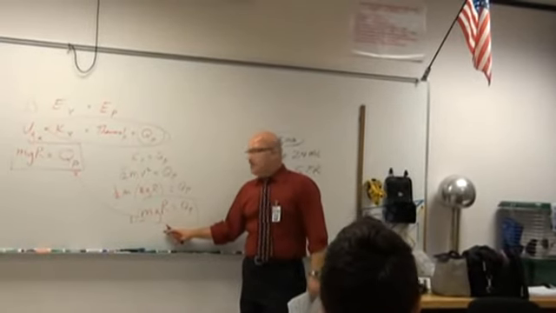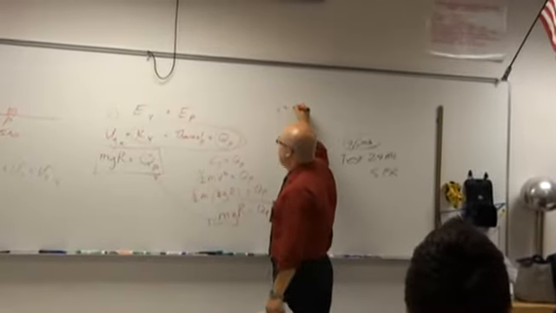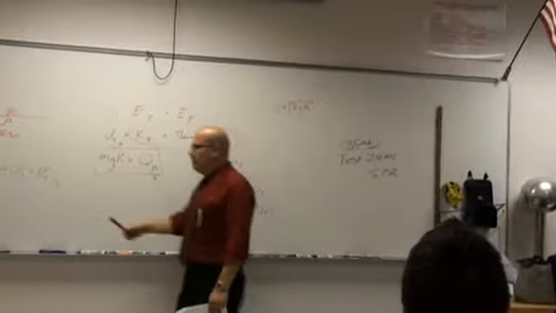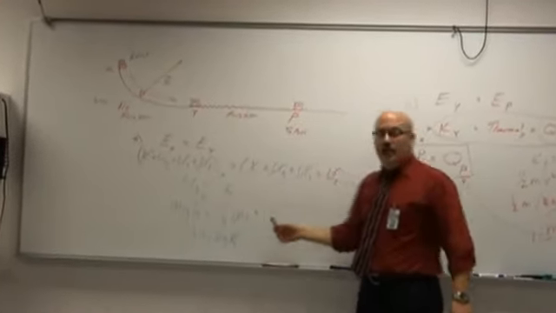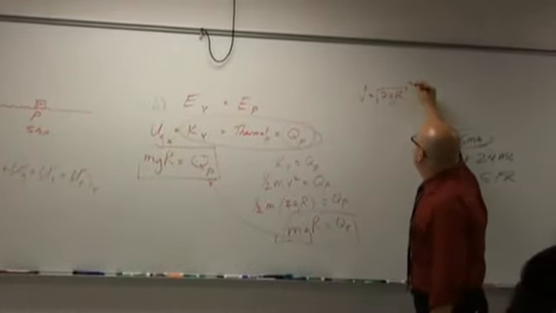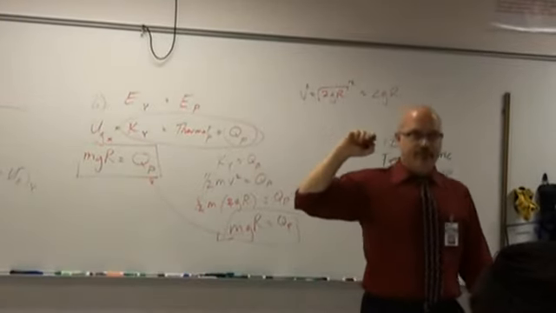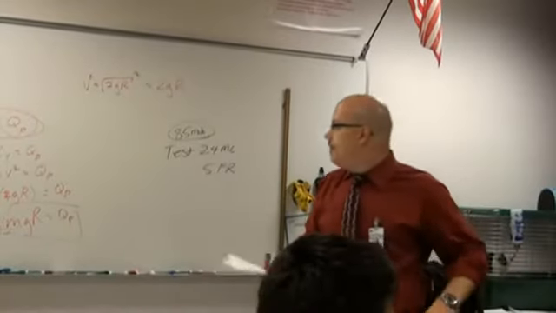Did you plug in 2GR for V squared? Excellent. All right. V equals the square root of 2GR, because that's what we got from part A. And then when I square it, it just becomes 2GR. Got it? Excellent question. Excellent question.